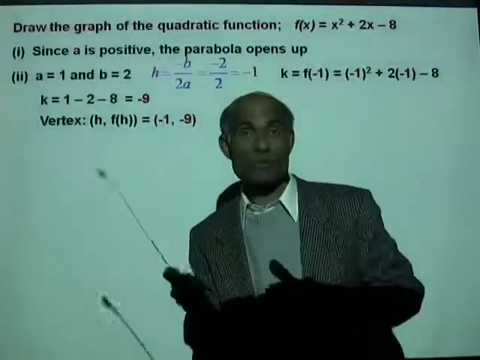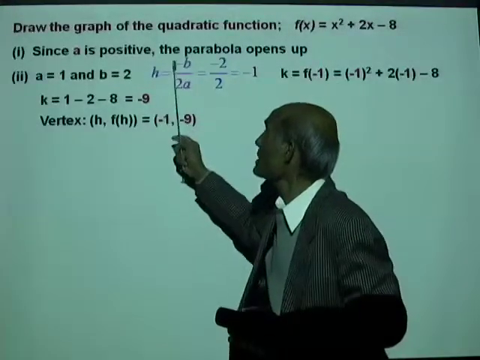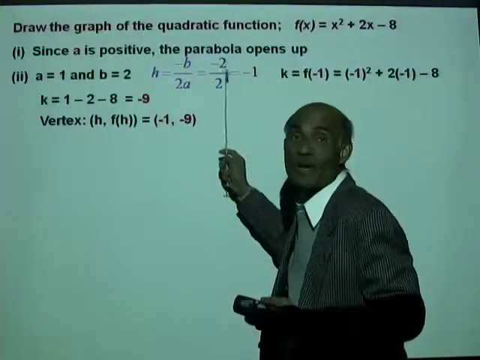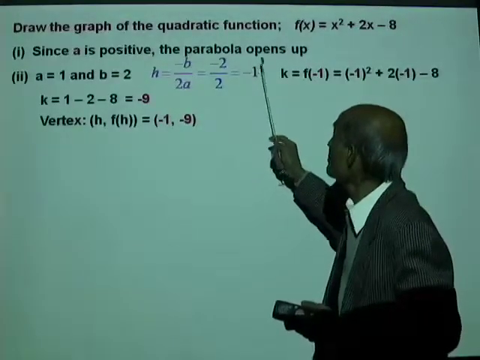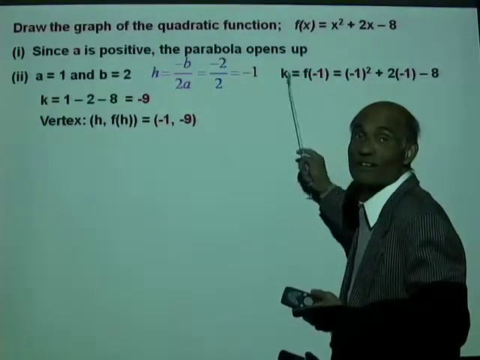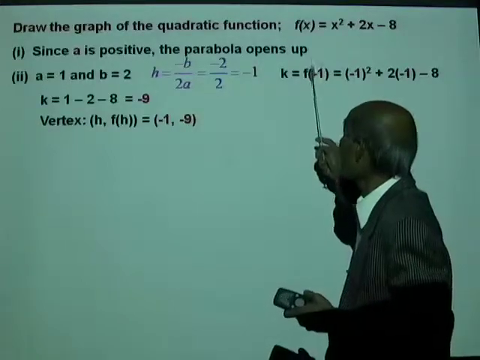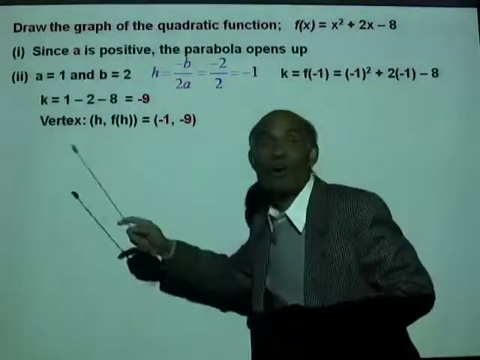I hope you understand the process now. Use h equal to -b over 2a to find h. Then take that value of h in the function. Since h equal to -1, your k will be f of -1.